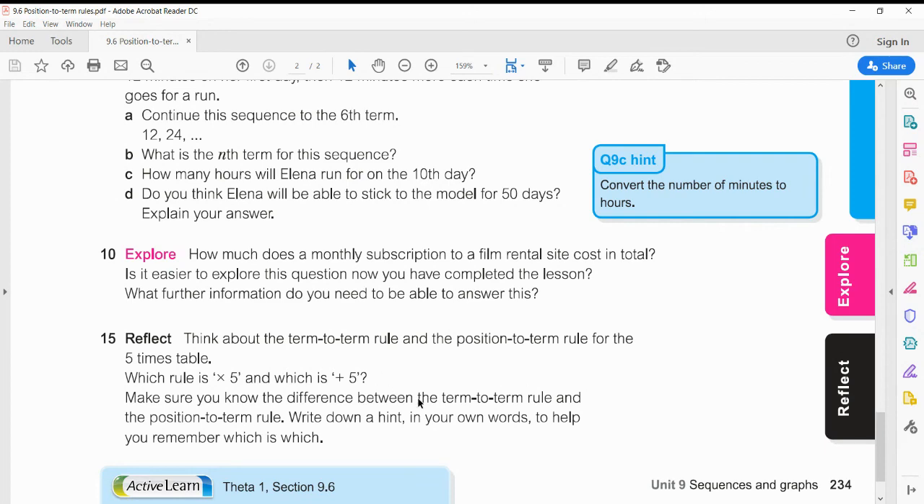You can write your own sort of hint if you want to help you with that. But what's important is the pros and cons of these. Term to term rule is easy to come up with. Going 5, 10, 15, 20 is very easy. Coming up with the rule 5n and using that might seem more difficult. But think about the question about 50 days. If we just had to add on 12 50 times, that would take a long time. Once we realize the connection is 50 times 12, that's much quicker. So it's got advantages there.